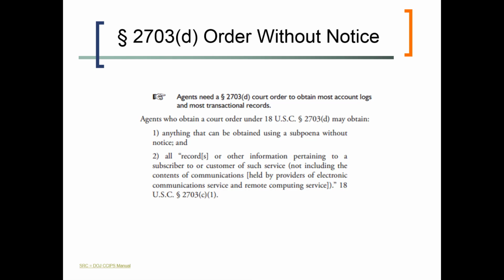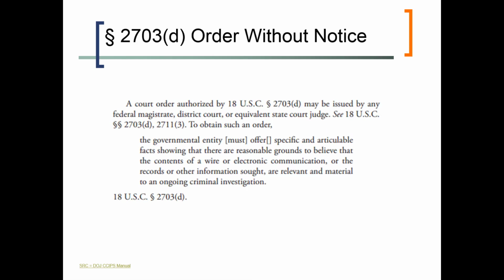So first, anything that can be obtained through a subpoena without notice. And then second, all records or other information pertaining to the subscriber that are held by the provider, not just the specific records that are referred to in the subpoena provision, but not including content information. So we're talking about record information here, not content information, if you're proceeding without notice to the subscriber.